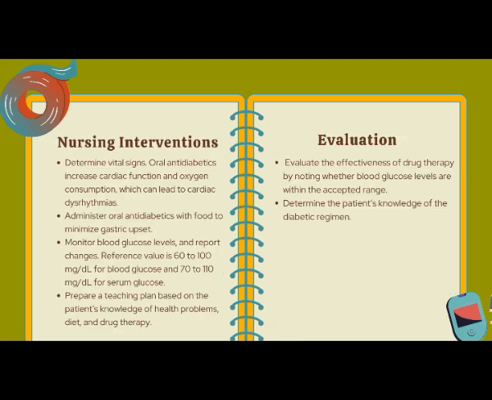Nursing interventions. Determine vital signs. Oral antidiabetics increase cardiac function and oxygen consumption, which can lead to cardiac dysrhythmias. Administer oral antidiabetics with food to minimize gastric upset. Monitor blood glucose levels and report changes. Reference value is 60 to 100 milligrams per deciliter for blood glucose and 70 to 110 milligrams per deciliter for serum glucose. Prepare a teaching plan based on the patient's knowledge of health problems, diet, and drug therapy. Evaluate the effectiveness of drug therapy by noting whether blood glucose levels are within the accepted range. Determine the patient's knowledge of the diabetic regimen.